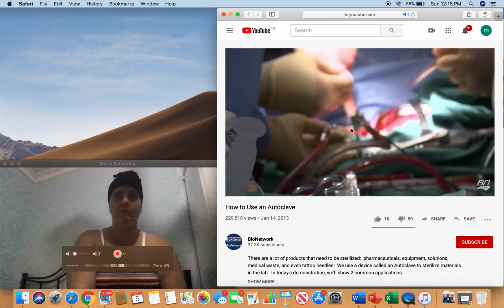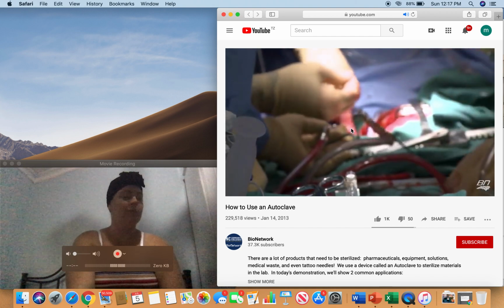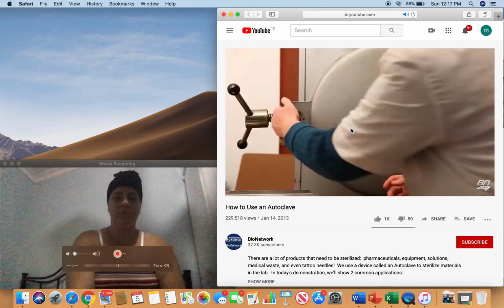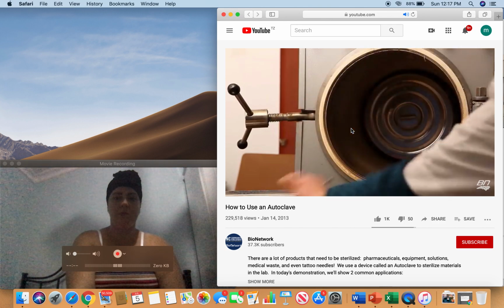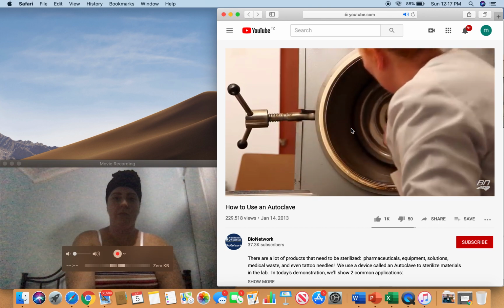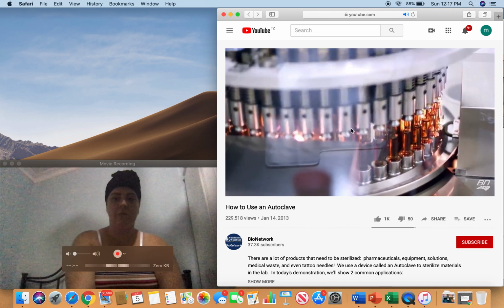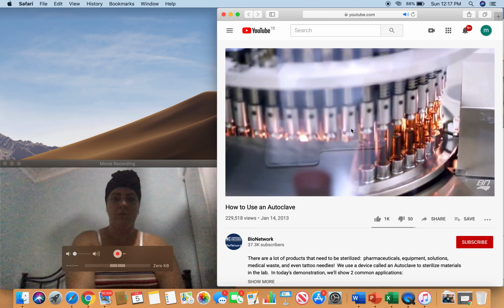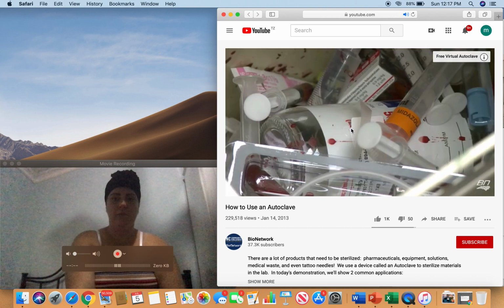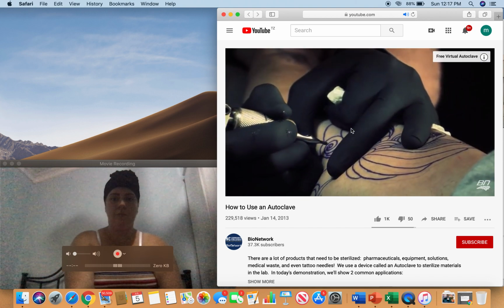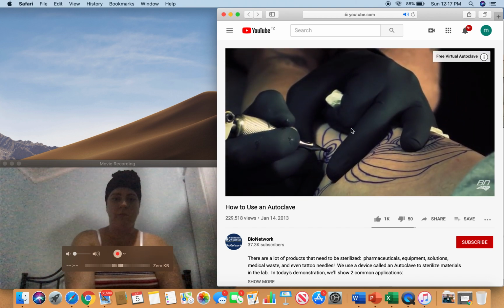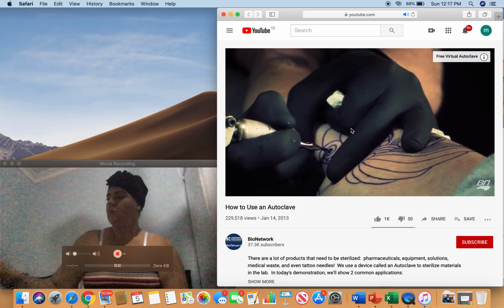Would you want a surgeon to use a scalpel that has bacteria growing on it? Of course not. Surgical instruments must be sterilized. That means no living organisms are present. There are lots of products that need to be sterilized: pharmaceuticals, equipment, solutions, medical waste, even tattoo needles. If bacteria, fungi, or viruses are present, the result could be deadly.